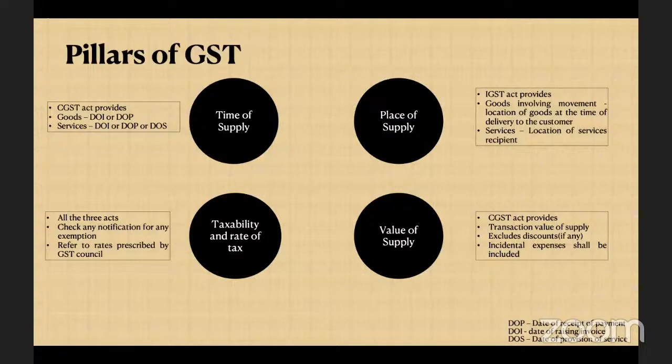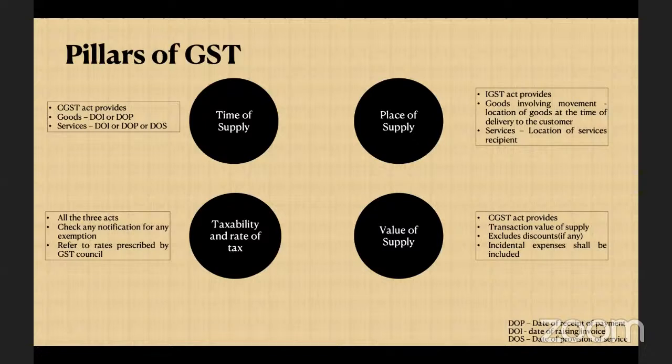In case of goods, the time of supply will be the earlier of the date of invoice, DOI, meaning date of invoice, and DOP, meaning date of receipt of payment by the supplier of goods. The earliest of these two dates will be the time of supply. For example, let us take a dealer who is based out of Bihar. Now he sells the goods to a dealer based out of Maharashtra.